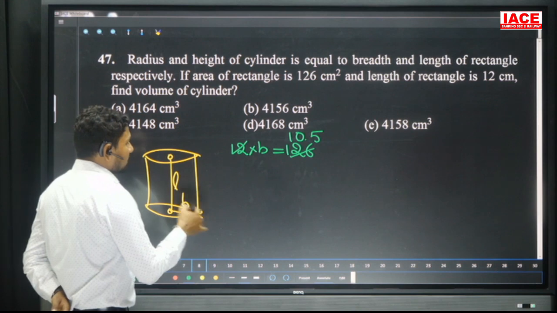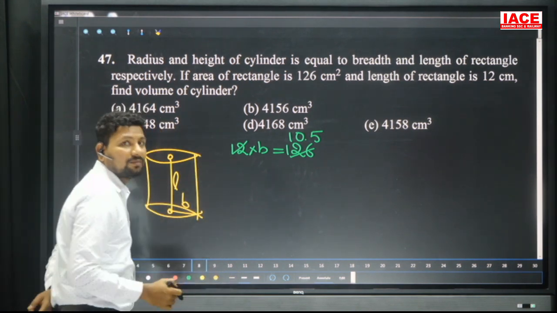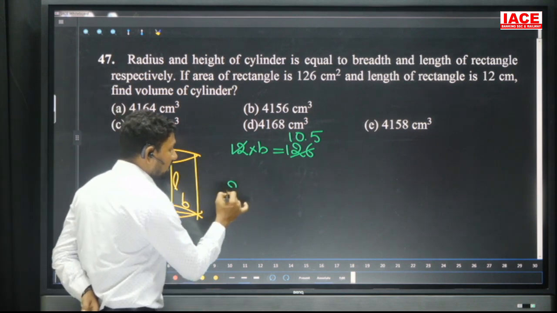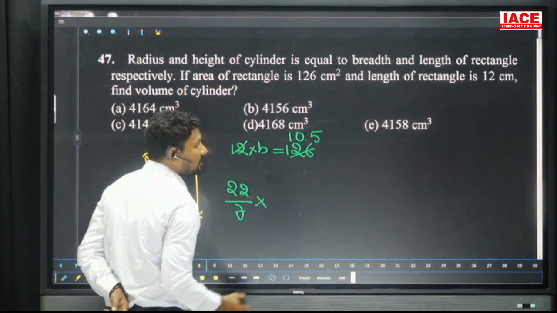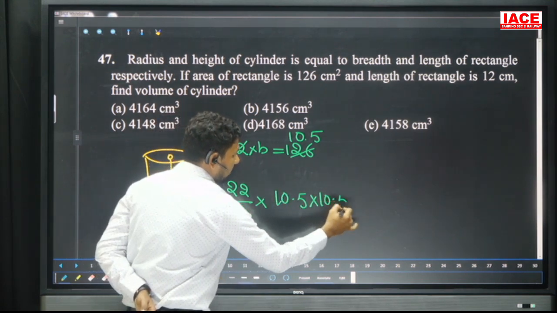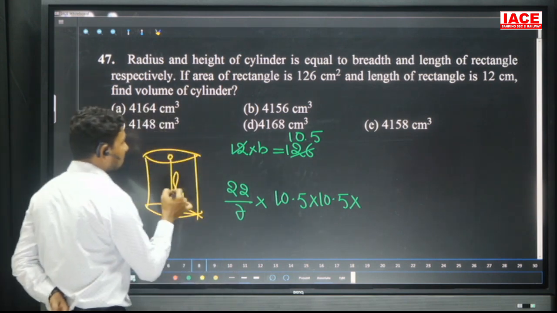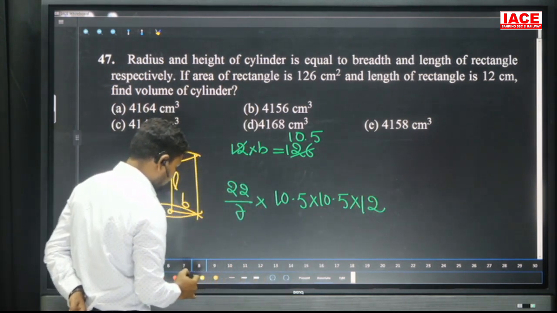But here, as per this condition, we need the volume of the cylinder. Volume of cylinder formula is pi r square h. Pi value we are writing as 22/7. R square value is 10.5 into 10.5 into h. H value we consider as L, which we already decided is 12. Then we should simplify this.